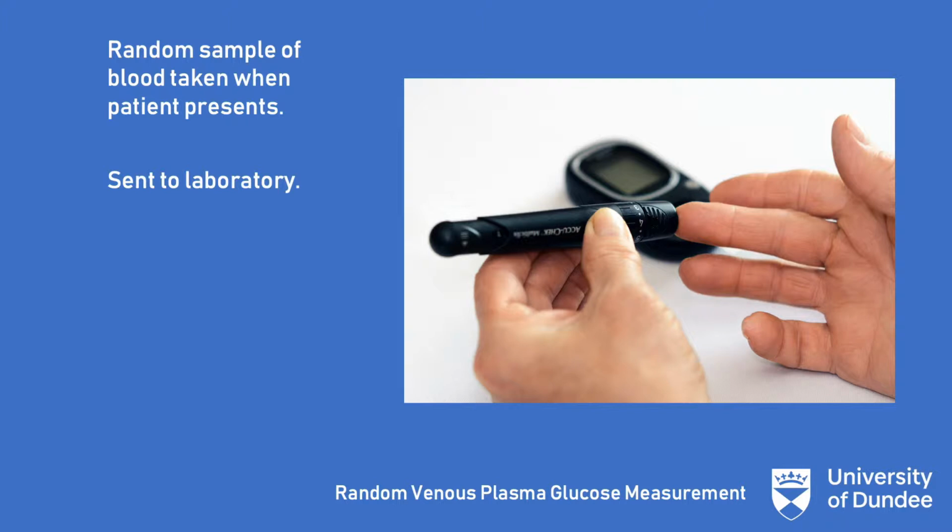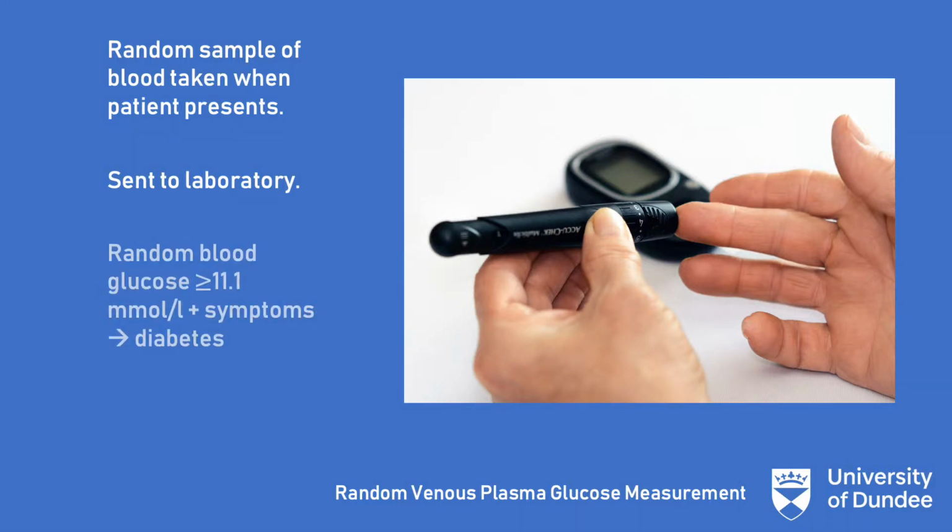If the patient has symptoms consistent with diabetes, including polyuria, polydipsia, and for type 1 only, unexplained weight loss, and the random blood glucose concentration returns greater than or equal to 11.1 millimoles per litre, then this is likely diagnostic for the disease. Usually, one of the other tests that follow is then used to confirm the diagnosis. If the patient does not have symptoms, and their blood glucose is higher than 11.1 millimoles per litre, then a repeat of the test is carried out.